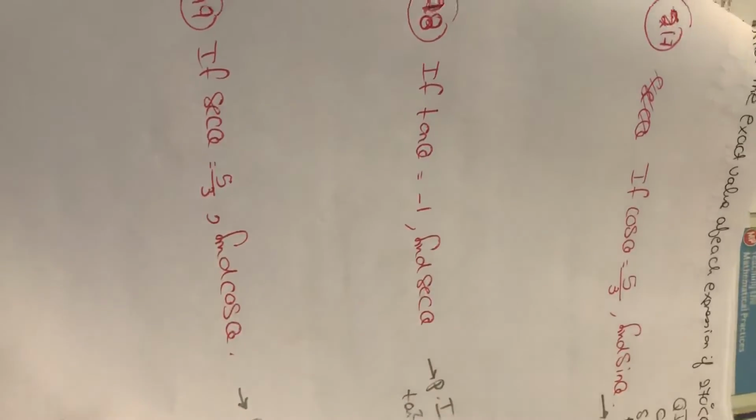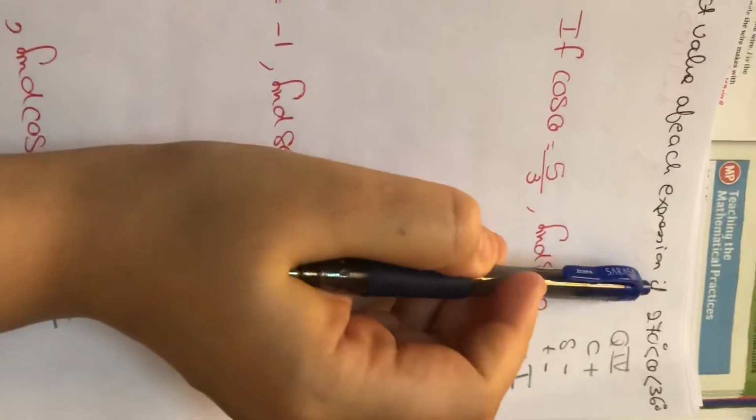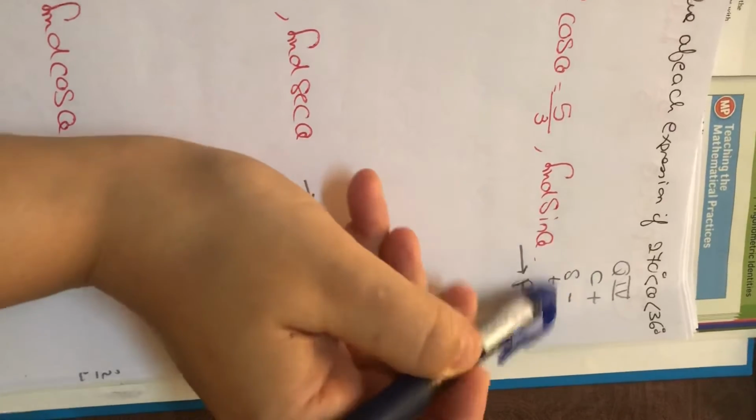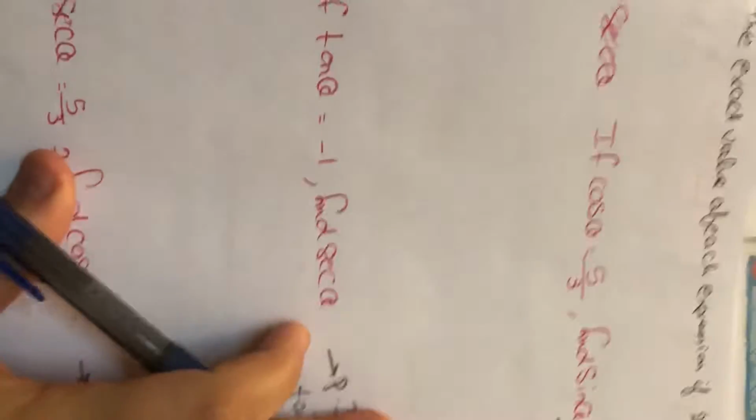Maybe we go to a new quadrant. Yeah, this is the last part. Find the exact value of each expression if 270 < theta < 360, which means quadrant 4. In quadrant 4, cosine is positive, sine is negative, tan is negative, and the reciprocals are the same.